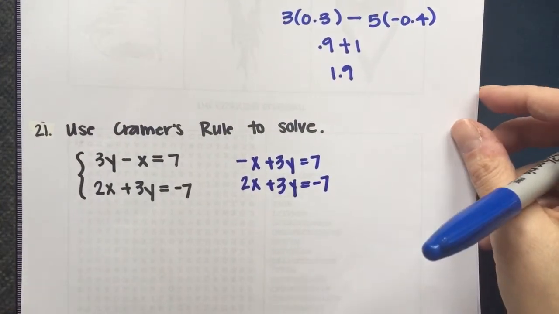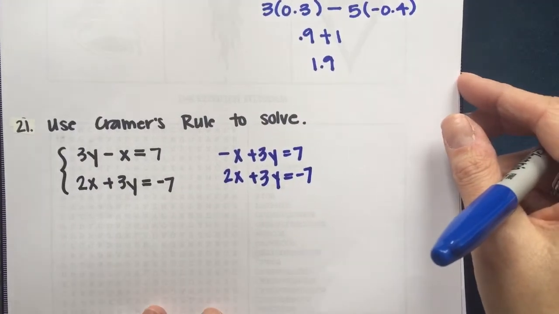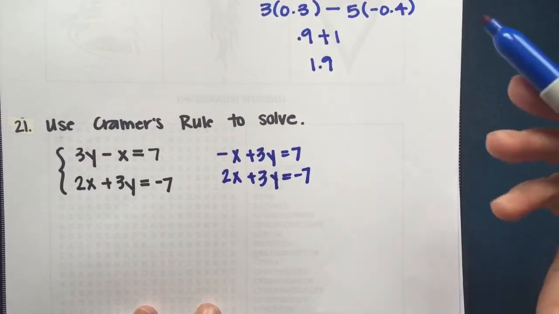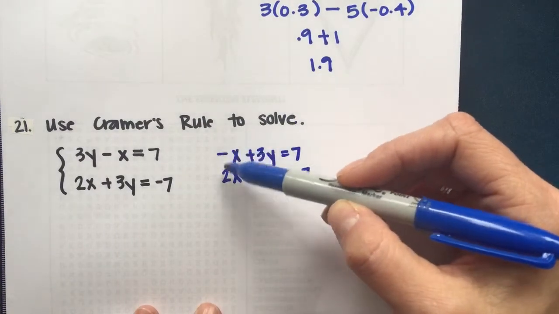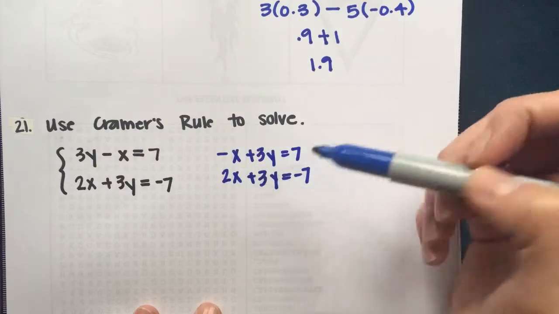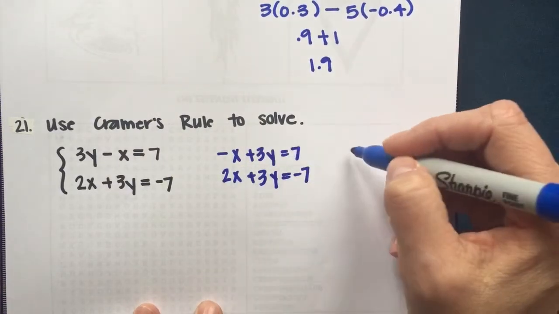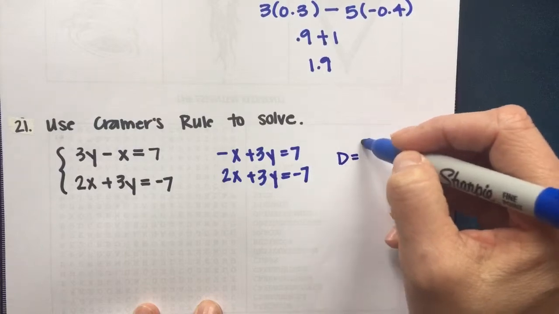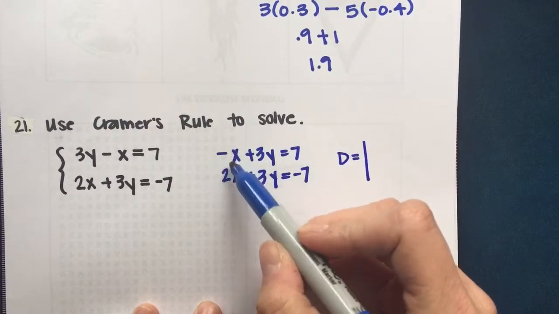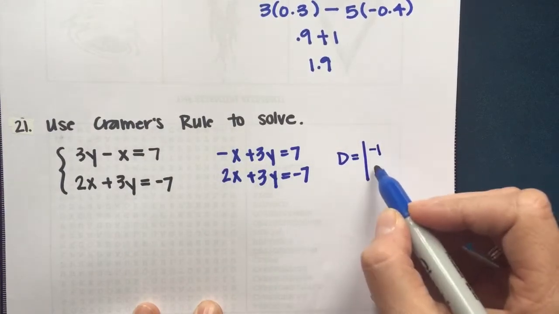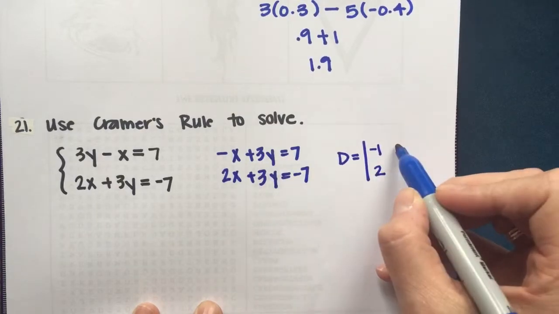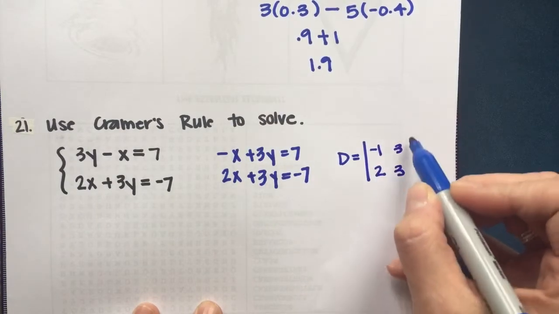So I'm going to write the coefficient matrix first. That's my capital D that's going to go on the bottom for Cramer's rule. The coefficients are the numbers in front of these variables. So we're going to keep them in the order that they're in right now. D is the determinant of, the x coefficients are negative 1, 2, and then the y column 3, 3.